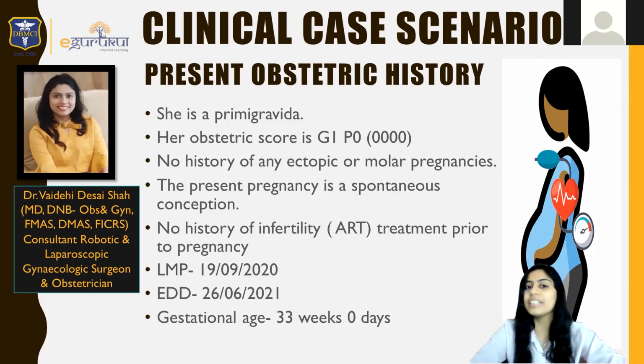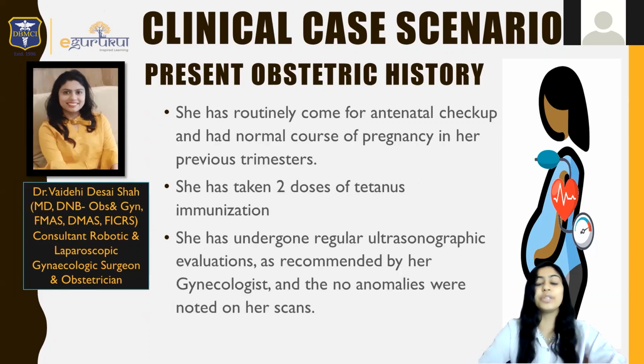Remember that any sort of infertility treatment like ART, IVF, IUI, they are all considered as risk factors for developing hypertension in pregnancy. So that is why this history is very, very important. But luckily in our patient, it was a spontaneous conception. Her last menstrual period was 19th of September 2020. Her expected date of delivery is 26th of June 2021. And when the patient came to us at our OPD, her gestational age was 33 weeks and 0 days. So now we have this patient who is at 33 weeks and 0 days of her gestation.